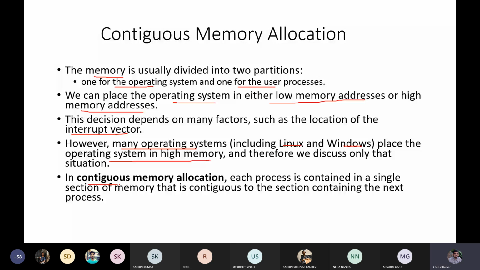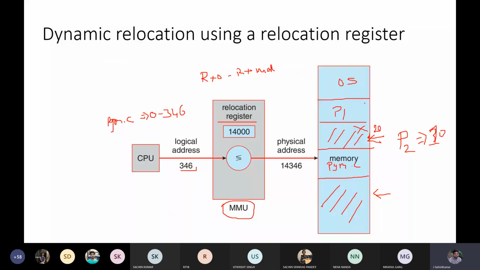In continuous memory allocation, each process is contained in a single section of memory that is continuous to the section containing the next process. So whenever we allocate a process, the entire process P1 will take continuous memory. Suppose it takes 30 bytes, and I allot 20 bytes here and 10 bytes here, then it becomes non-continuous, non-contiguous. Memory space will not be allocated non-continuously. It should be continuous memory allocation.